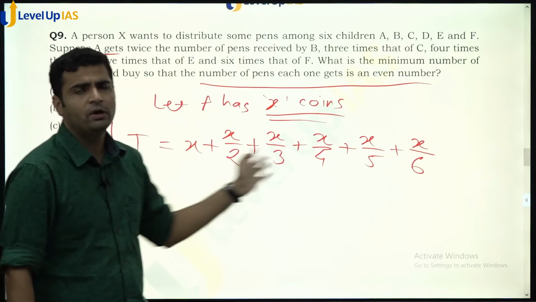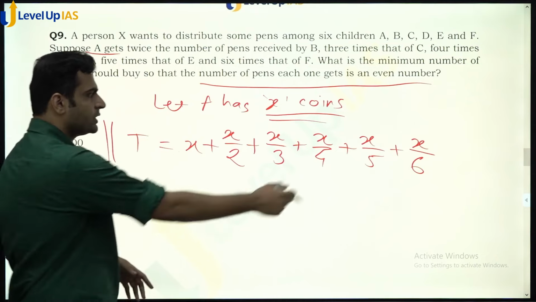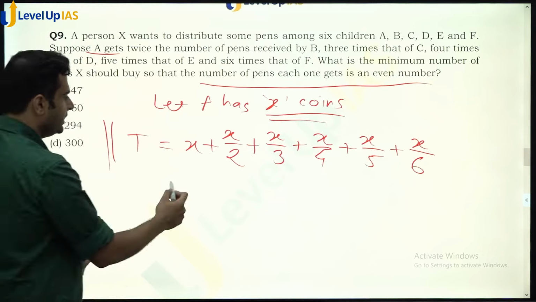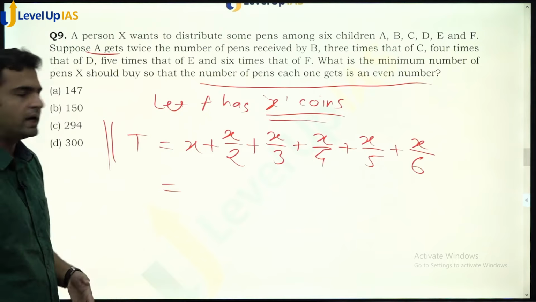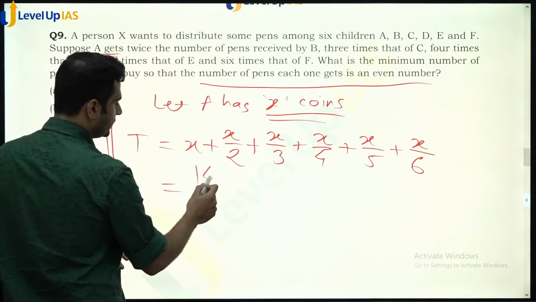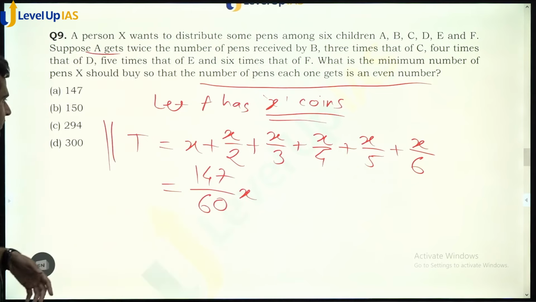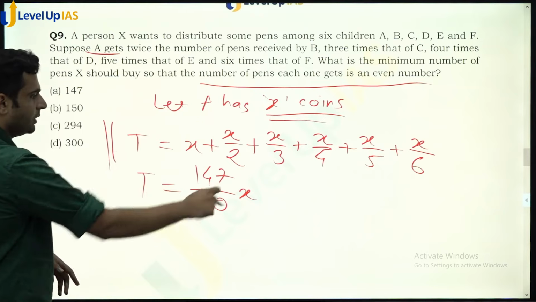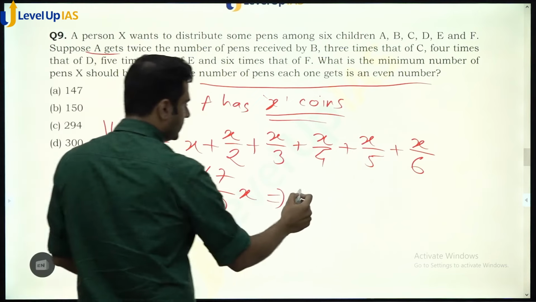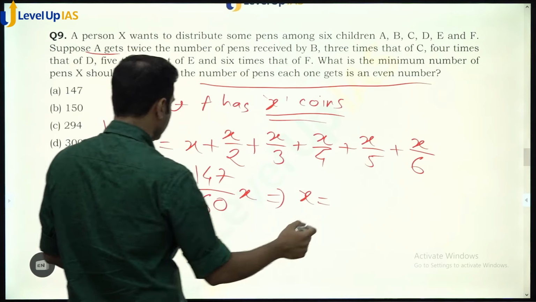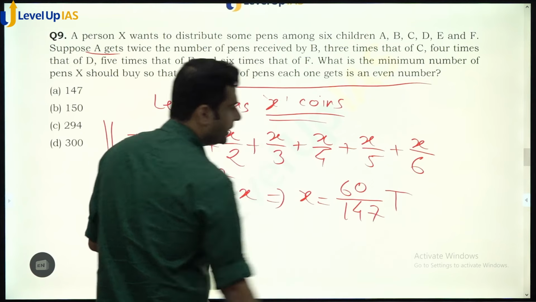Okay. Now all you have to do is add these fractions. I hope you know how. You just have to find the LCM of all these numbers, which is 60. This addition you can try out, or we can discuss that at length in class, how to add fractions. The addition comes out to be some fraction into X. Okay. Now total number of pens is this number. So how many pens X has, or actually A has? X is equal to 60 by 147 into total number of pens.